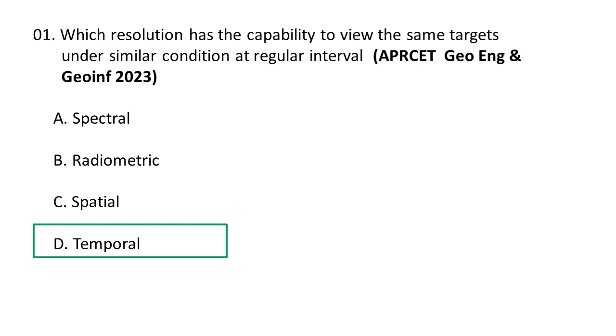So, temporal resolution is defined as the amount of the time needed to revisit and acquire the data for the exact same location. When applied to remote sensing, this amount of the time depends upon the orbital characteristics of the sensor platform as well as the sensor characteristics. So, temporal resolution has the capability to view the same targets under similar condition at regular interval. D is the correct option.